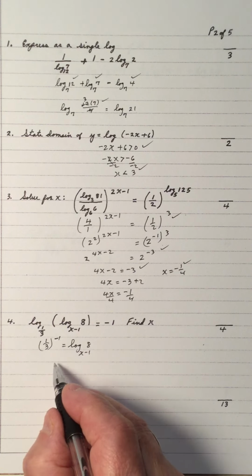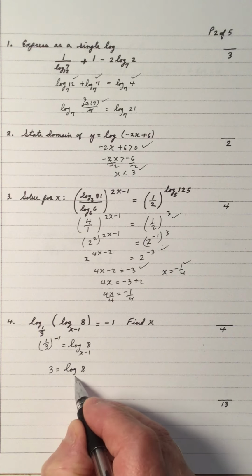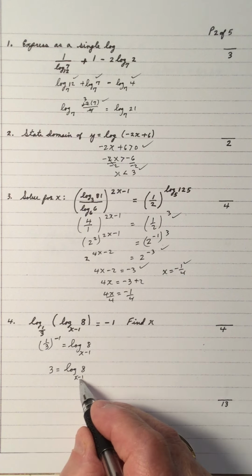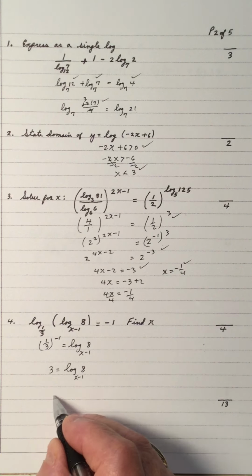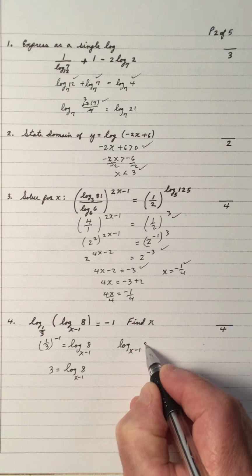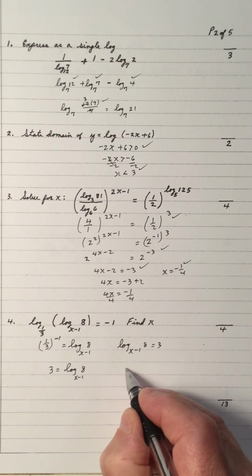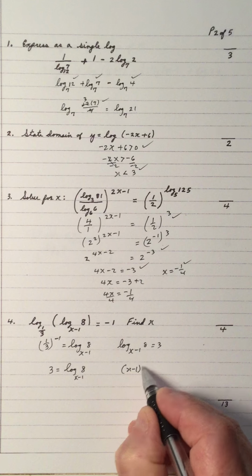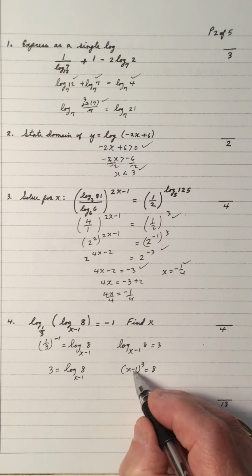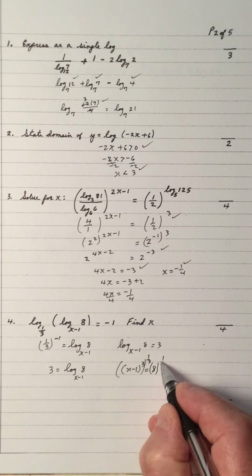1/3 to the -1 is the reciprocal, so that's 3 equals log base 8 of x minus 1. So what we have is a base. If I rewrite that as log base x minus 1 of 8 equals 3, that's the base, that's the exponent, and 8 is the number. So we have a cube, so we get a cube root, so we'll do 1/3 the power on each side.